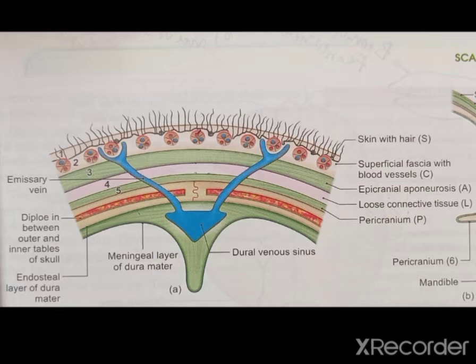And number 2 is the connective tissue. It is also known as superficial fascia, which is more fibrous and dense in the center than at the periphery of the head. It contains many blood vessels, as you can see here. It binds the skin to the adjacent aponeurosis and provides the proper medium for passage of vessels and nerves to the skin. It contains arteries and veins, as you can see here.